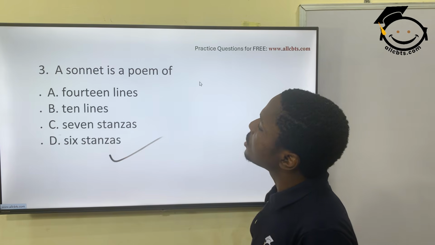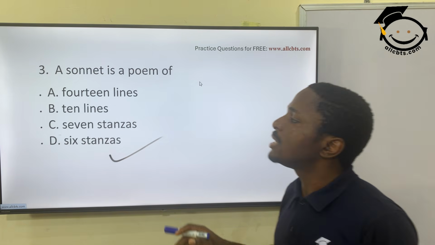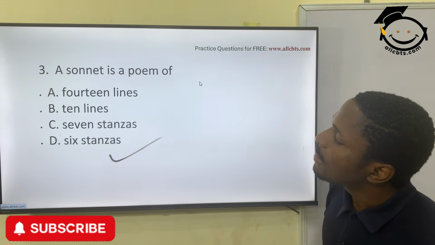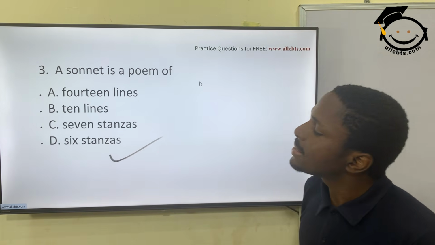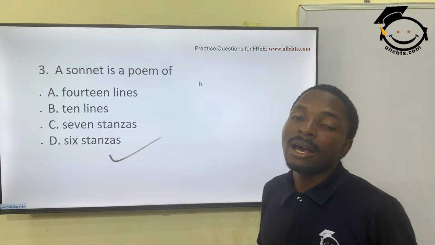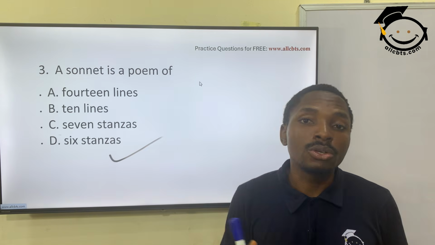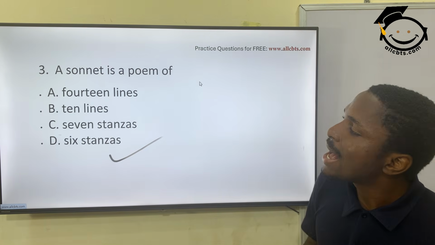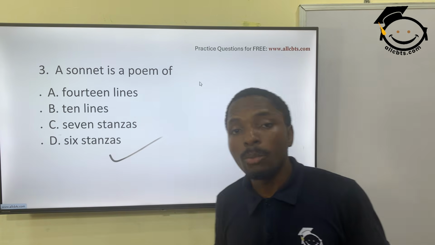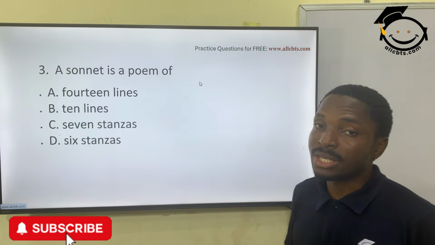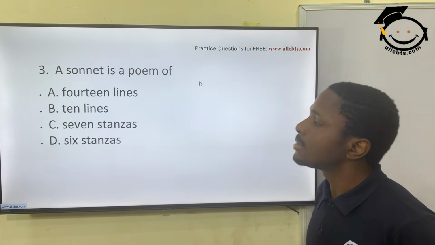Question 3. A sonnet is a poem of dash lines. How many lines does a sonnet have? You have 14 lines, you have 10 lines, 7 stanzas, 6 stanzas. One of the great men of history who played a lot with sonnets was Shakespeare. And sonnets are 14-line poems. So a sonnet has 14 lines. These are also straightforward answers.